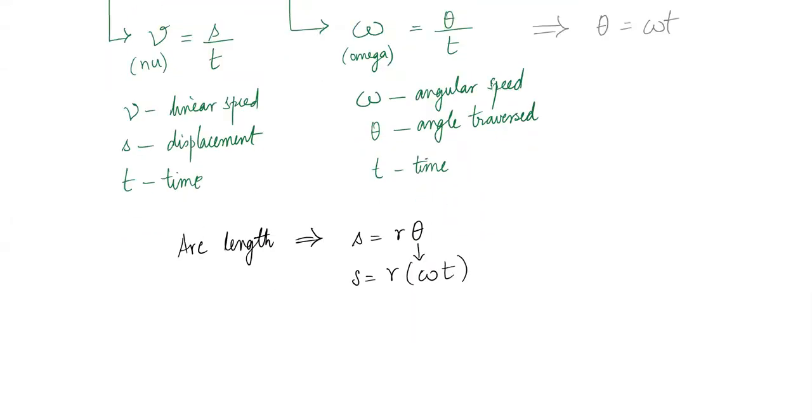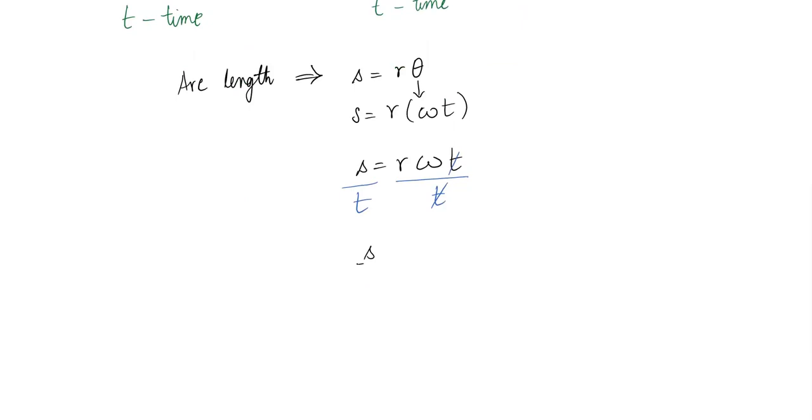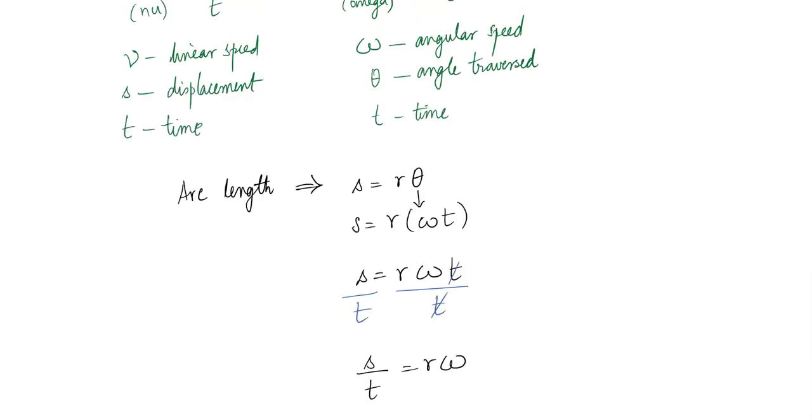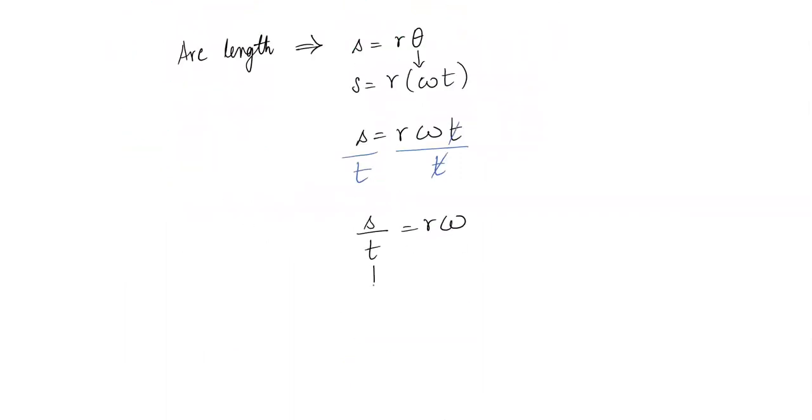And then we come here, S is R omega t, right? And what if we divided both sides by t? Then you get S over t equals R omega. But you come back here and you see that S over t is actually a nu. So S over t is now replaced by nu, equals r omega.